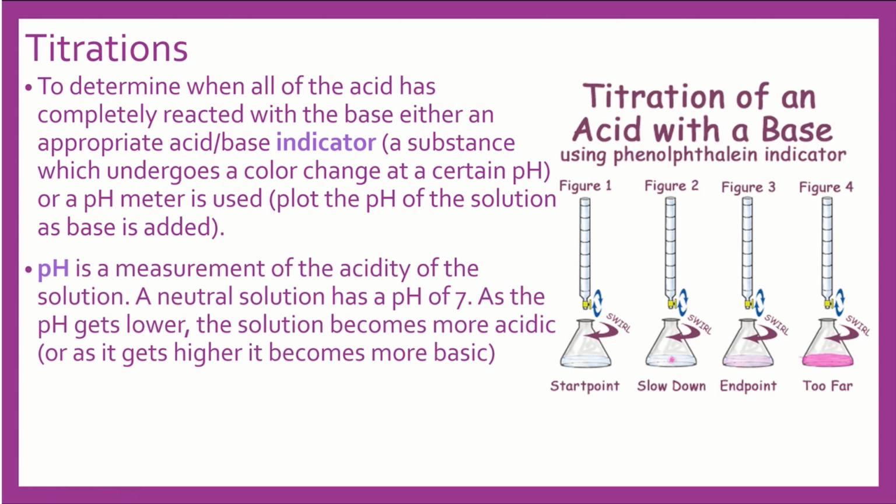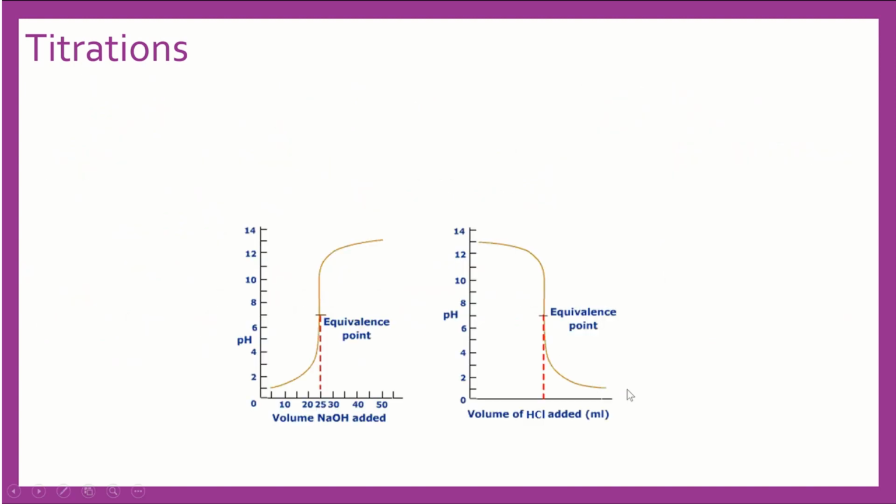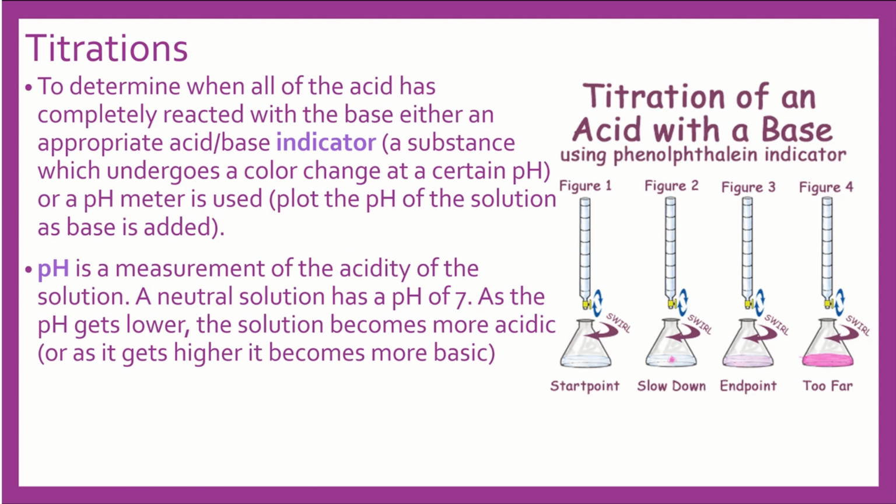So a little bit about pH. We'll work more with that next chapter. But just a little bit about pH. It's a measure of the strength, or how acidic or basic a solution is. So a neutral solution has a pH of 7. An acidic pH goes lower than 7, and a basic pH goes higher than 7.